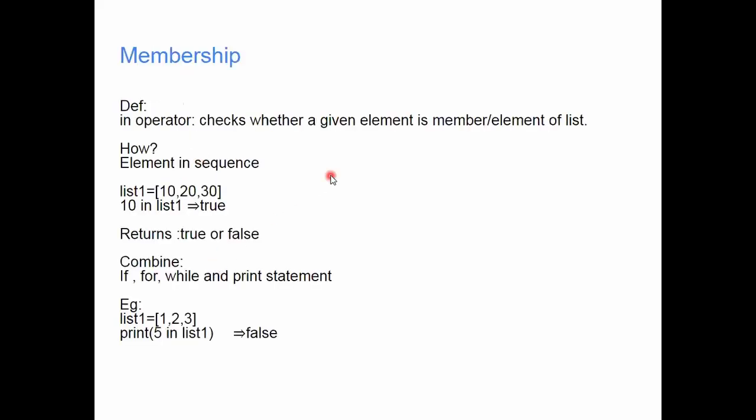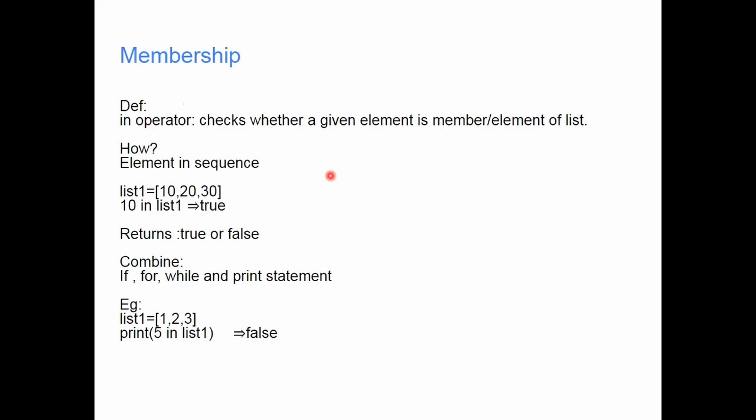The first one is the membership. Membership means checking whether a particular person belongs to some club. How are we going to check whether the person is a member of that club, whether he has taken that membership or not, whether he is an actual member of that club or not?